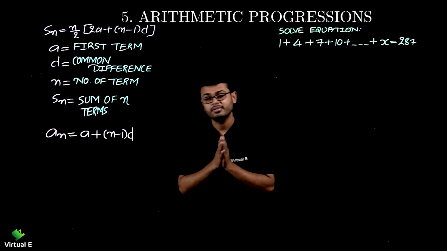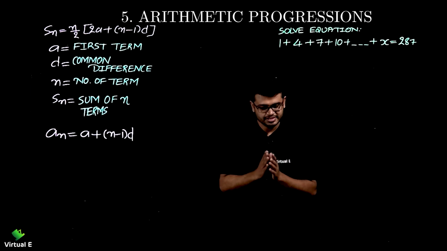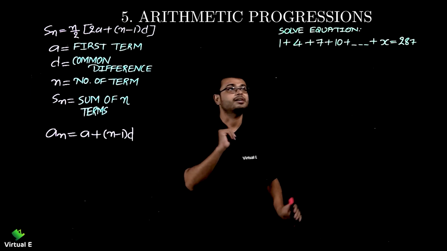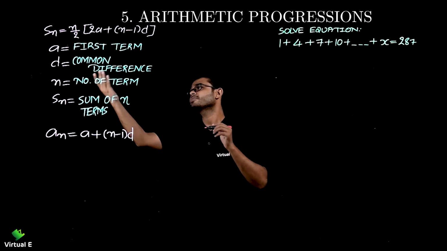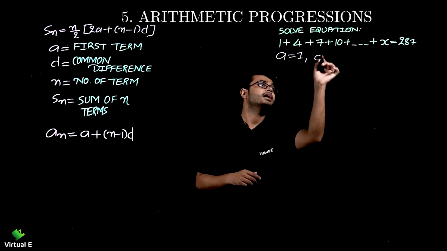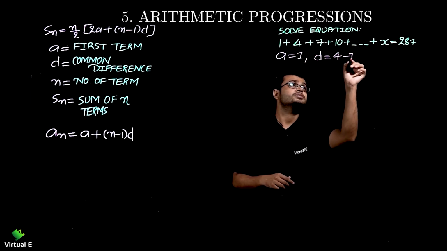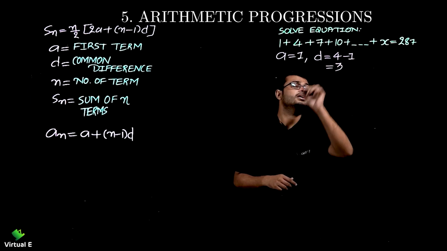There is one variable. So how to do it? It looks like an AP, very simple. Okay, so let's do the basic steps. What is the basic? First we need to find the first term. A is equal to 1. Then d is equal to what? 4 minus 1, which is 3.